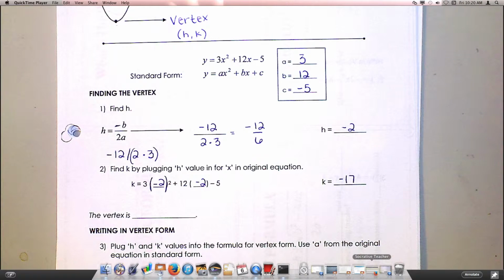Colvin? I did exactly that. I didn't get it. Bring your calculator up here. I want to see what you typed in. Please.